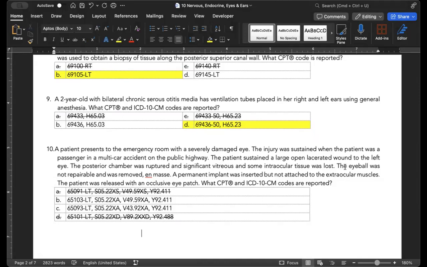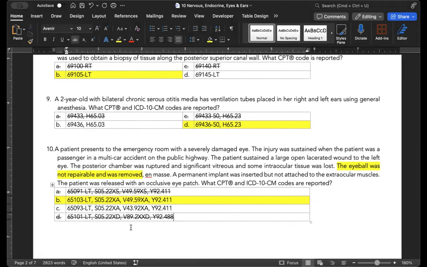Yep. The eyeball was not repairable, and then it was removed. So that's going to be considered an enucleation. And evisceration is only going to be when the intraocular contents are removed. So we should use the 65103.